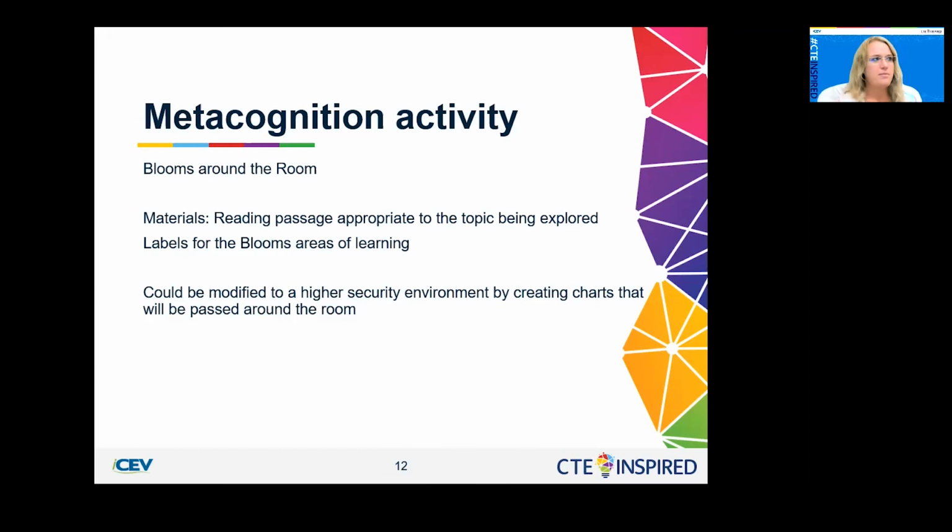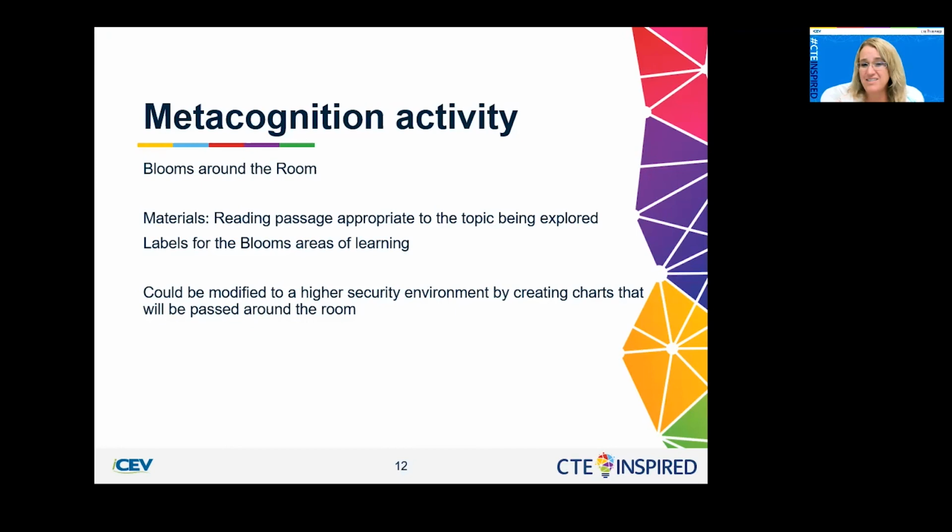And then what I do is I put words up around the room that say whether this is a knowledge question or a comprehension question. And I have students create the questions around that topic, and then they exchange them with each other. And then they move around the room and say what area they think it falls into.